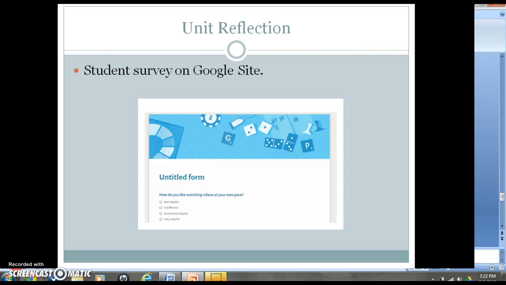At the end of the unit, the students will be allowed to complete a unit reflection to let me know how they enjoyed each activity. The student survey will be provided on the class Google site. They'll answer questions about each activity, stating what they liked about it and if they think it worked. They'll also be able to provide their own suggestions to improve next year's unit.